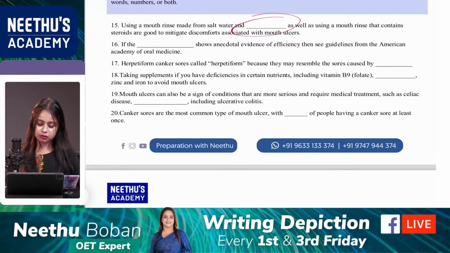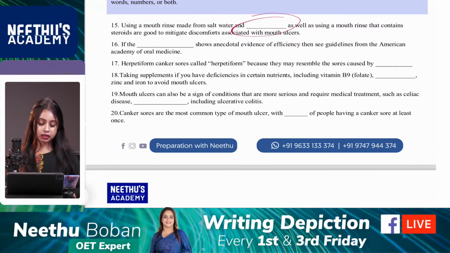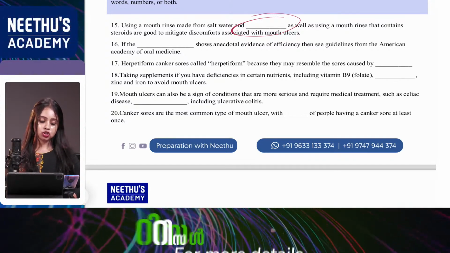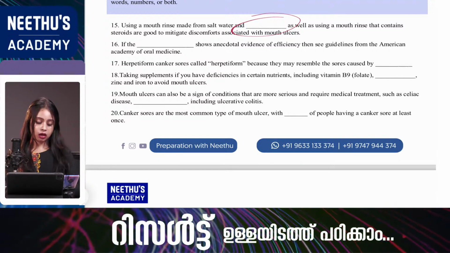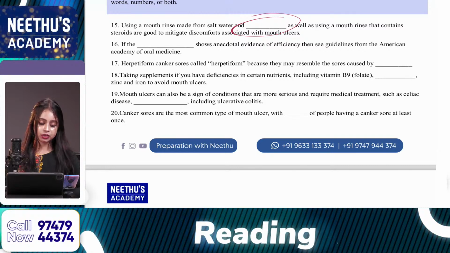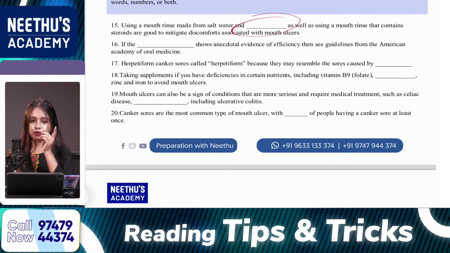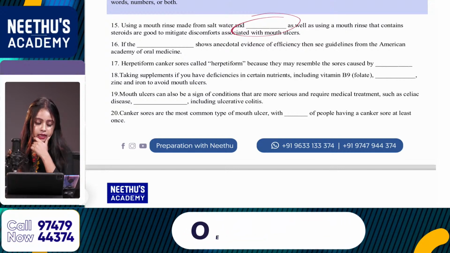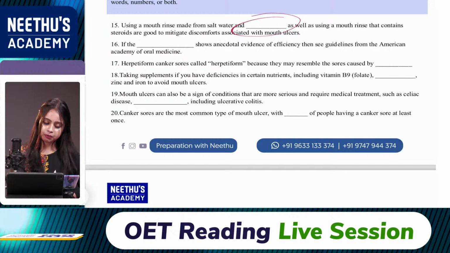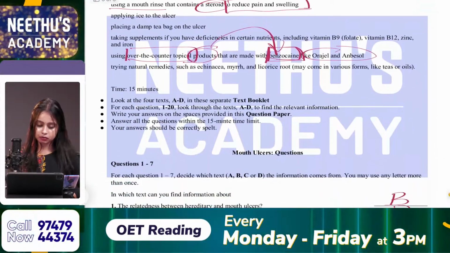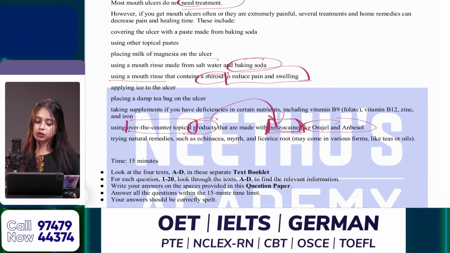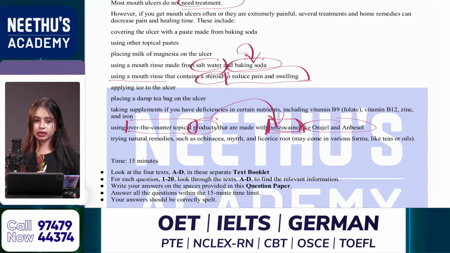15th question, any idea? Baking soda, you can use. Okay, the answer is SLS for the 14th question. Very good. It is baking soda. Where is it mentioned? That is from text D in the management. Here, using a mouth rinse made from salt water and baking soda. That is the correct answer.